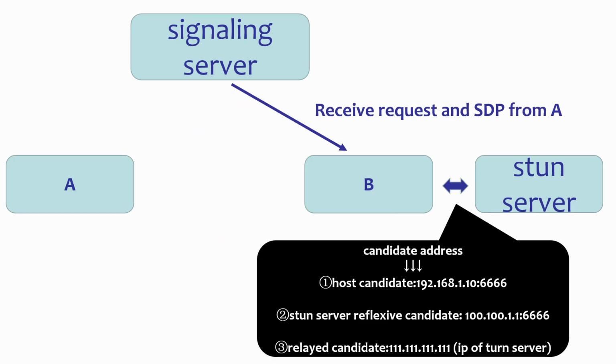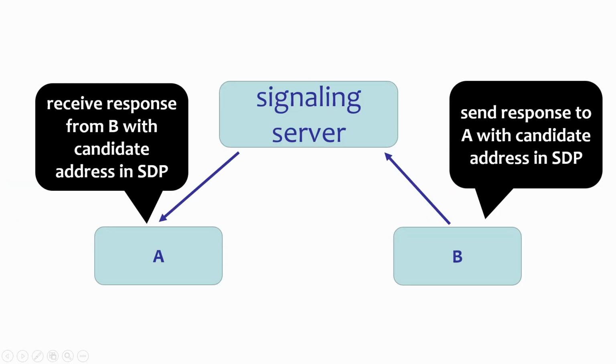Step 3. After user B receives the connection request and SDP from the signaling server, B also goes to the STUN server to collect its own candidate addresses in order to allow user A to connect to it. Step 4. After user B obtains its own candidate addresses, it will include this information in the SDP and reply to the signaling server, and then the server will relay B's SDP to user A. At this time, both parties have each other's candidate addresses.